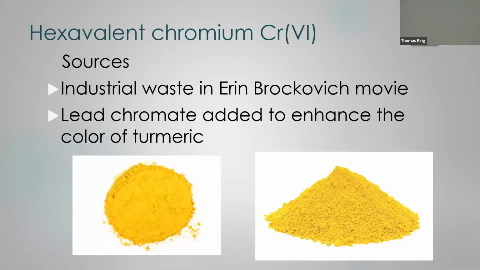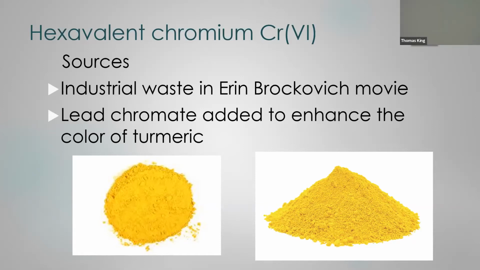Next toxin is hexavalent chromium. Source. The industrial waste, which was in the Erin Brockovich movie. The industrial waste came from the Pacific Gas and Electric Company, who dumped the waste into unlined wastewater spreading ponds near the town of Hinckley, California. The wastewater then leached into the groundwater and affected all the people that were drinking the water from the town.